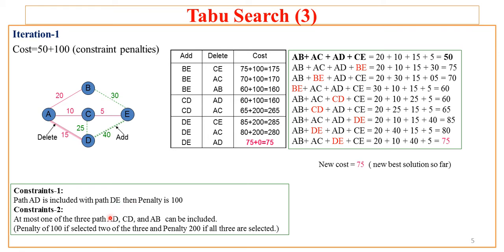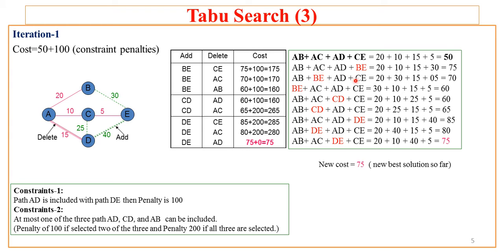But if AB is used with either CD or AD, then penalty is 100. Now we'll see that constraint 2 is applied to this path or not. So AB is there and AD is also there. So the penalty of 100 is added to this path, that is AB plus AC plus AD plus BE, which is nothing but 75, and the 75, which is the original cost, plus the constraint penalty, that is of AD and AB, which is 100. So this cost comes out to be 175.